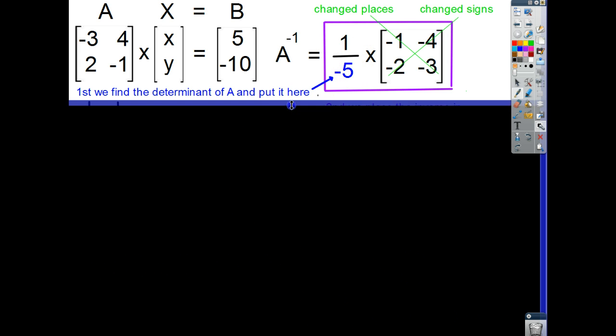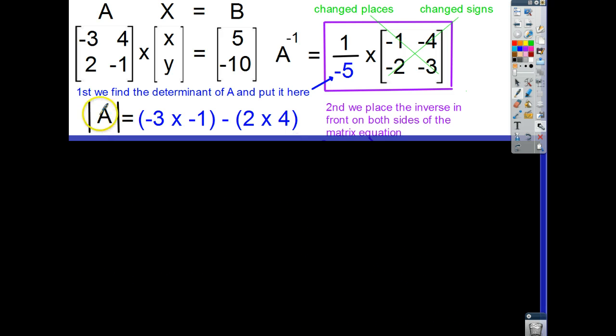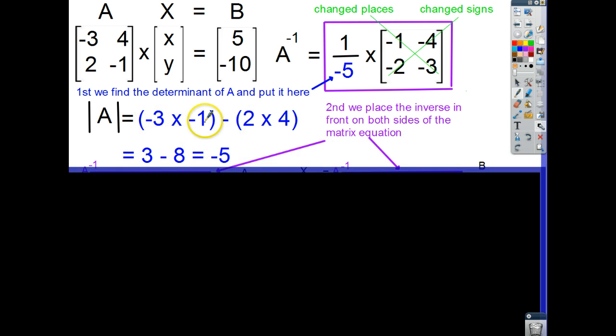Okay, so let me show you where I got this negative 5 from. The determinant of A is found by starting in the upper left and multiplying the numbers down to the lower right. On this diagonal, we multiply those numbers, negative 3 times negative 1, and we always subtract in the process of finding the determinant, and we subtract the lower left times the upper right, or 4 times 2. Okay, well, negative 3 times negative 1 is positive 3. Bring down the minus. 2 times 4 is 8. And 3 minus 8 is negative 5.